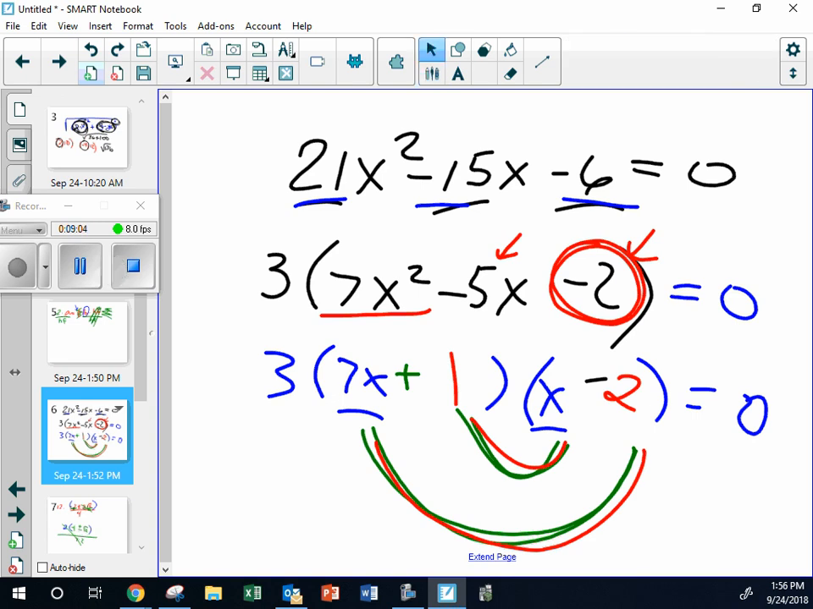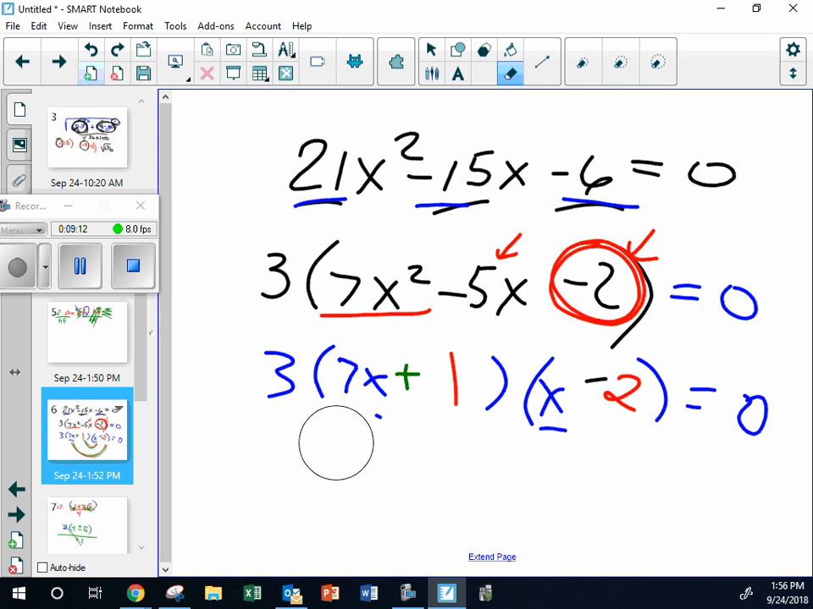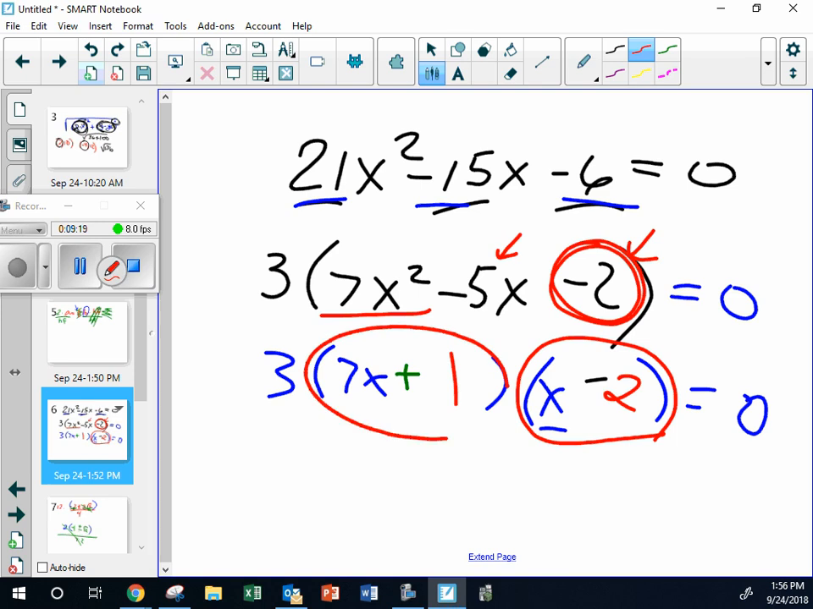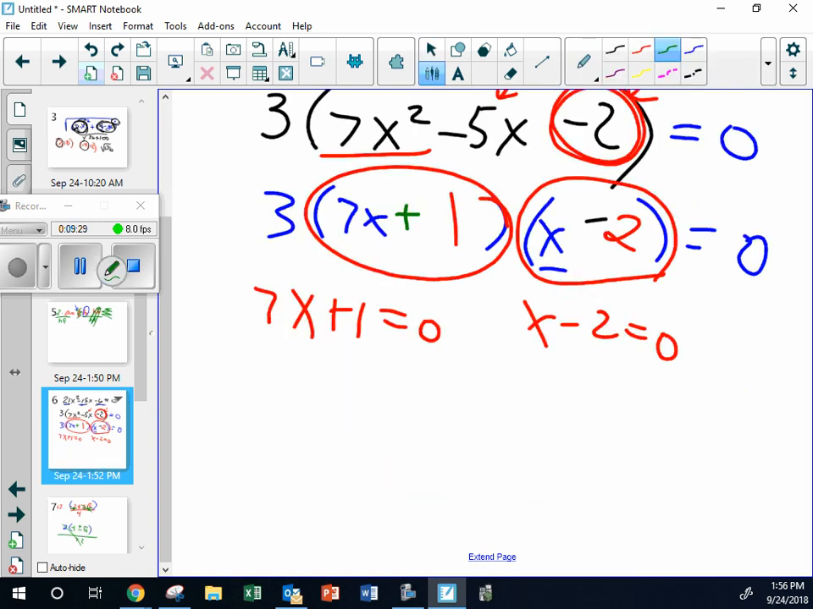All right. So that's factored and done unless they wanted me to solve. Is that what the question said? All right. If they want me to solve, then I set up 2 equations. Either this equals 0 or this equals 0. X minus 2 equals 0 or 7x plus 1 equals 0. A little mini bite-sized equation. Kind of fun to solve because they're so easy.